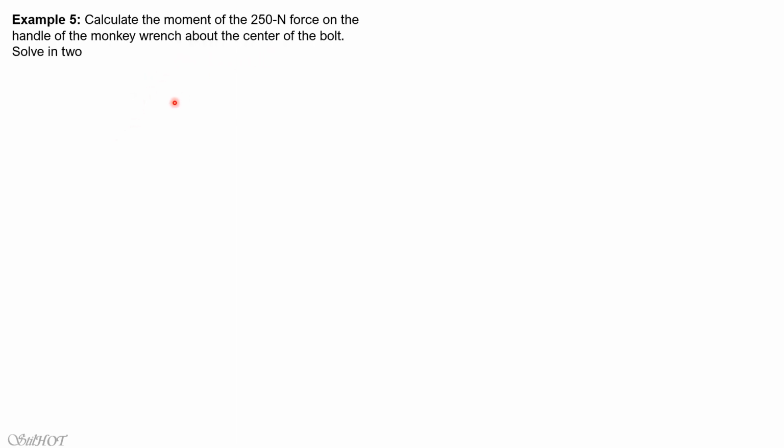So let's have the solution to Example 5. Calculate the moment of the 250 Newton force on the handle of the monkey wrench about the center of the bolt. Solve it in two methods, by direct and by Varignon's theorem. For the direct method, I'll present it here. For Varignon's theorem, I will leave that to you, for your practice.